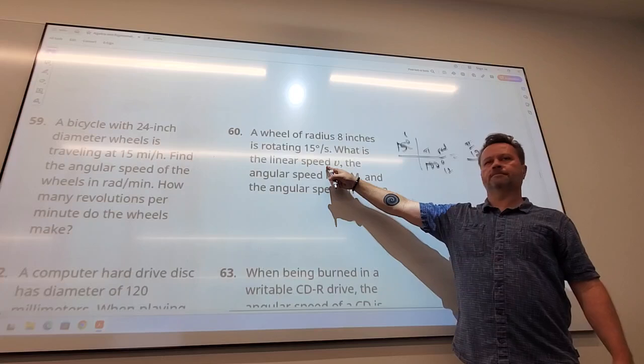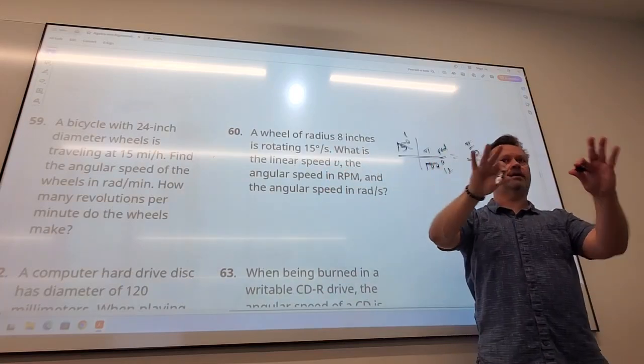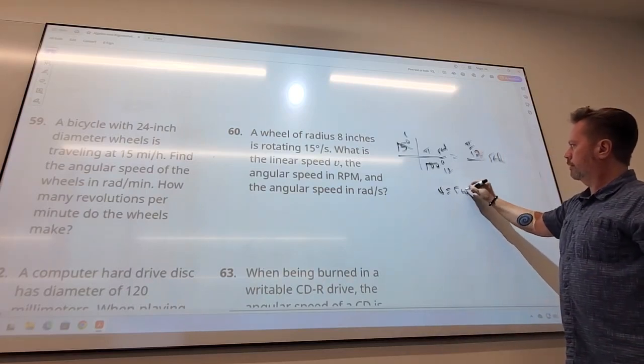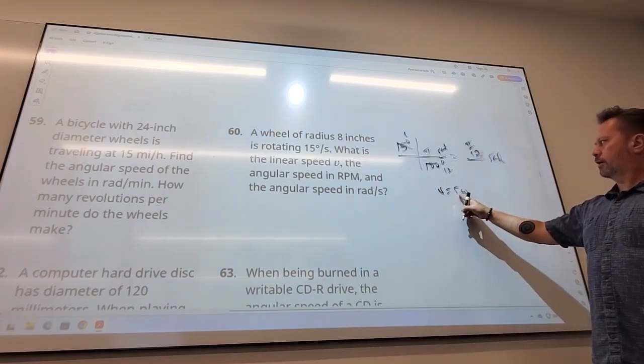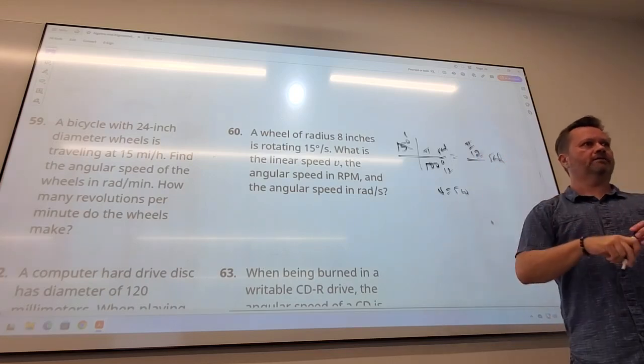How do you get this now? What was the formula that connects this? We just talked about it. I understand that, which is why I can look at your notes. V equals R omega. Do we know R? Yes, we do. Okay. Yep. Right.